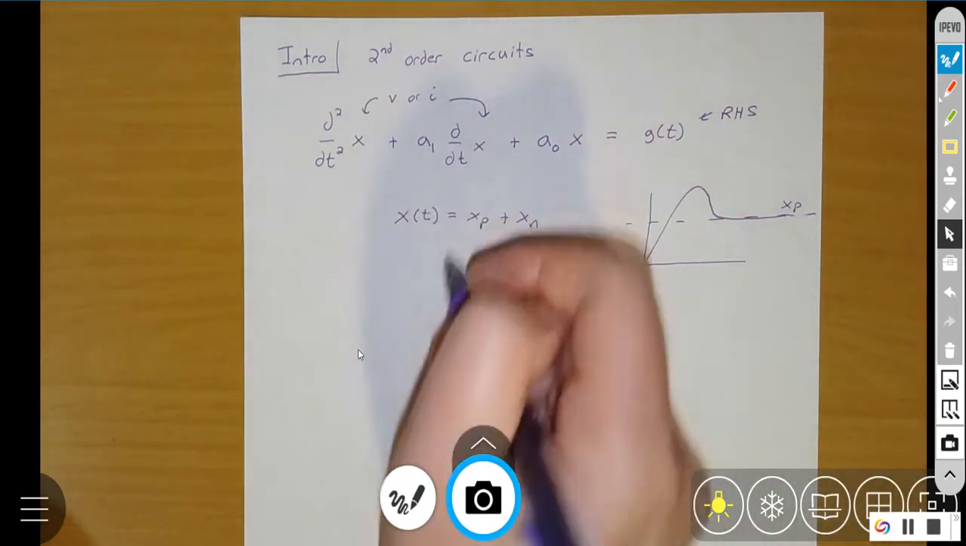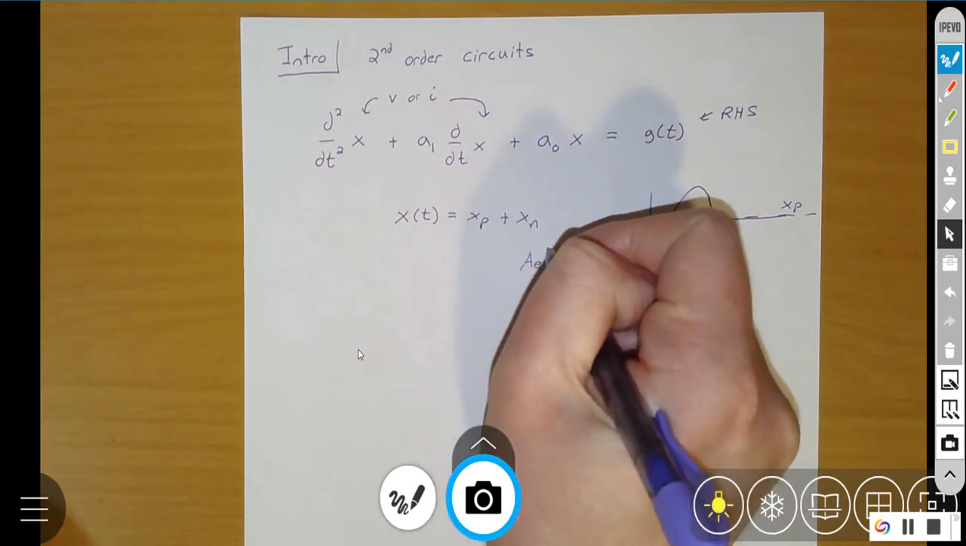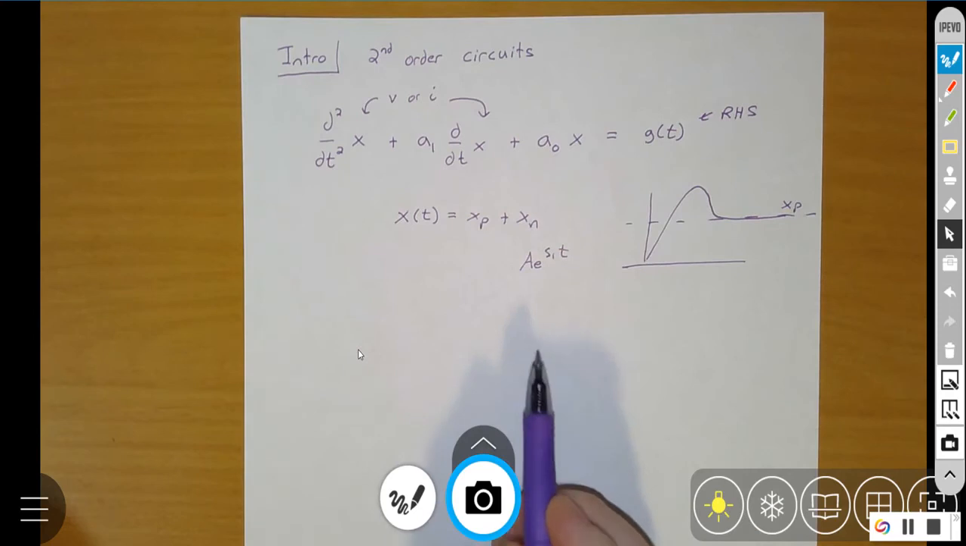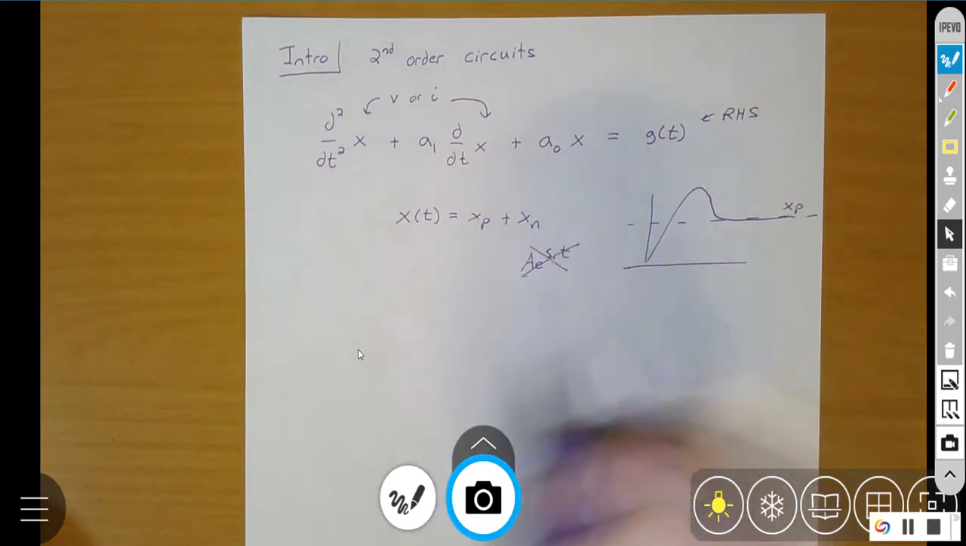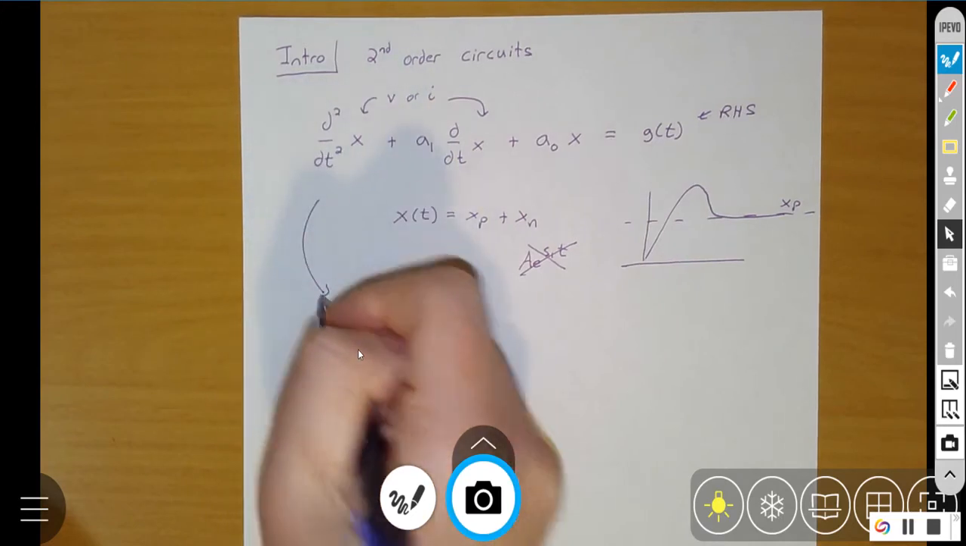Alright, so if I wanted to find x natural, if you remember we had A e to the s1 t, well that's only for first order circuits. We are no longer going to use this, but it's going to look similar. So let's see what it's going to look like.